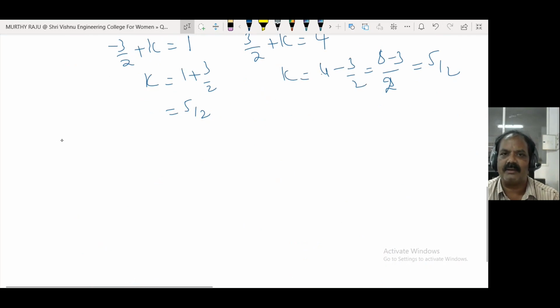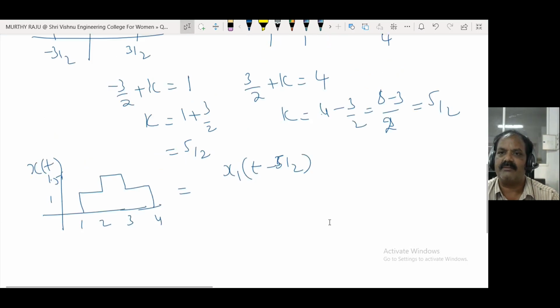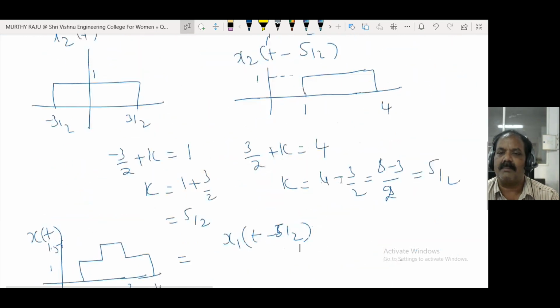Here the original function, this one is the x of t function. X of t is here 1, 2, 3, 4. Here 1.5, here 1 is the combination of x1 of t minus 5 by 2. Here x1 of t minus 5 by 2 is 2 comma 3.